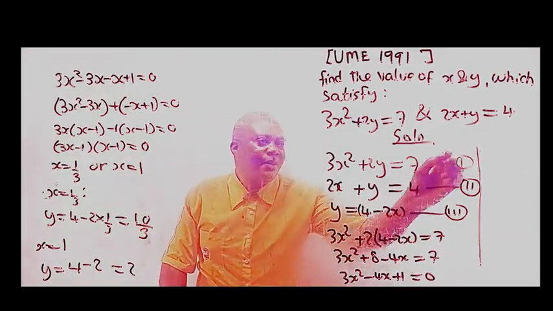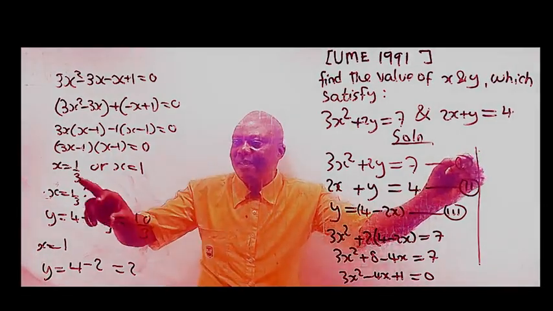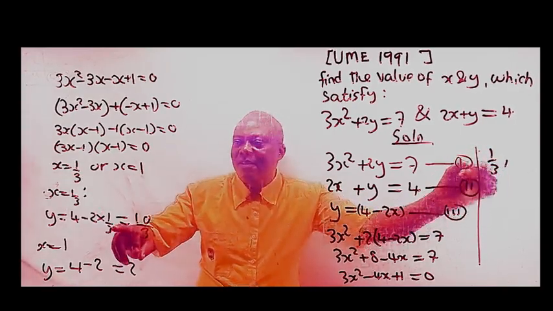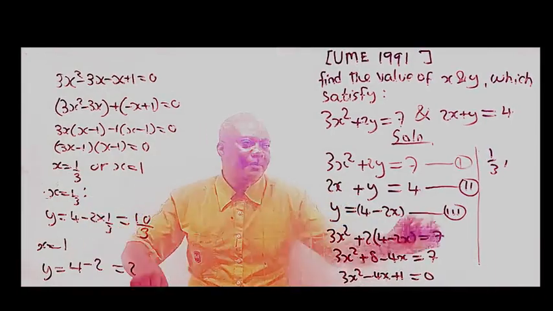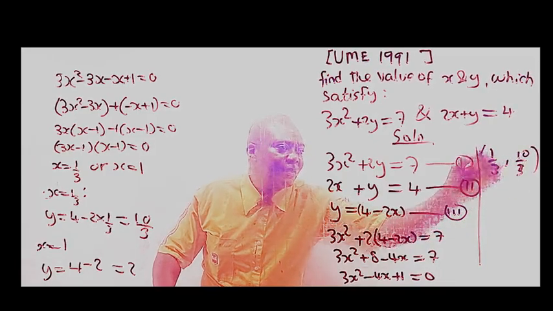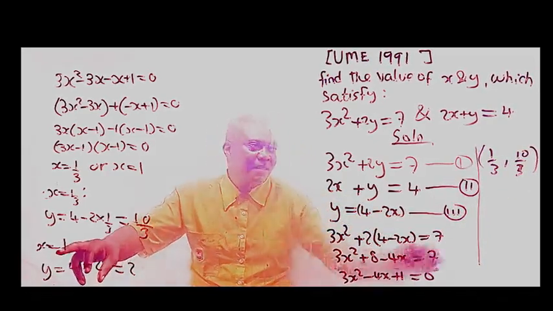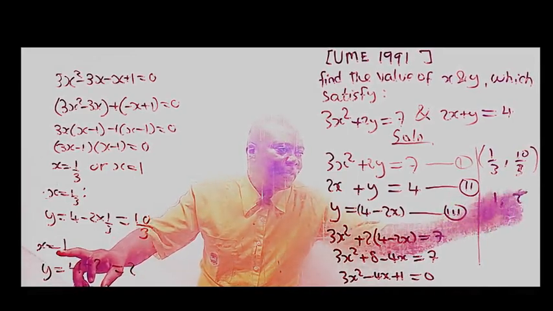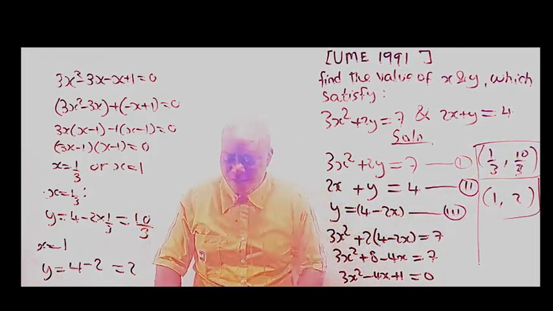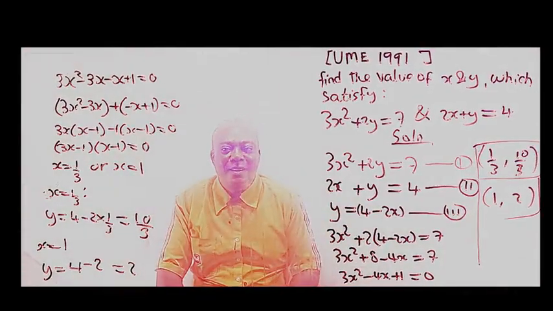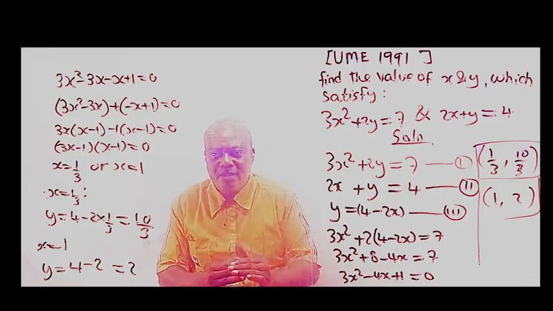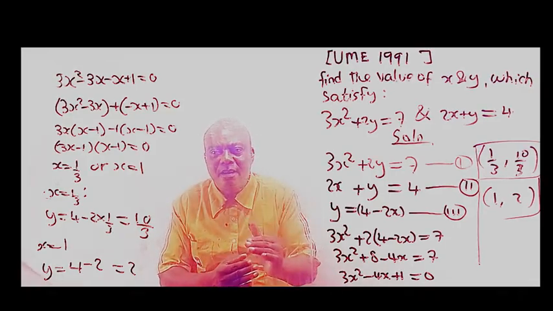So when x is equals to 1 over 3, what is our y? 10 over 3. And when x is equals to 1, y is 2. So these are the answers that we are looking for. Wow, the question is not that hard. Just keep on doing it step by step. Follow the right algorithm.